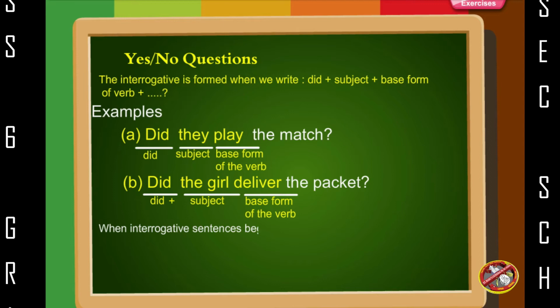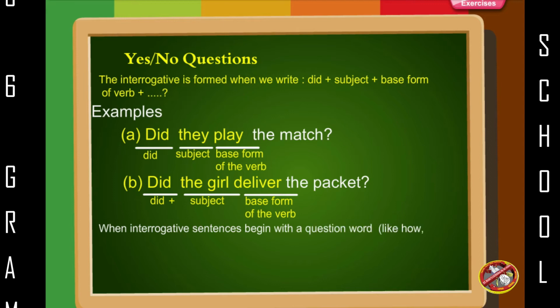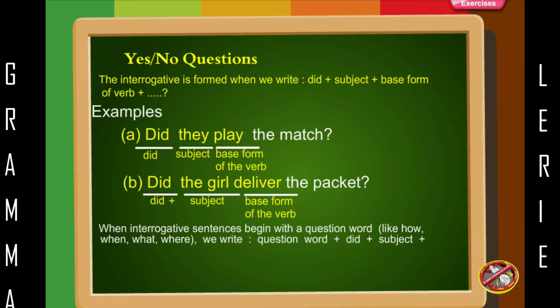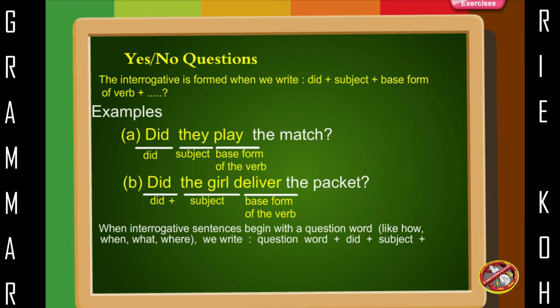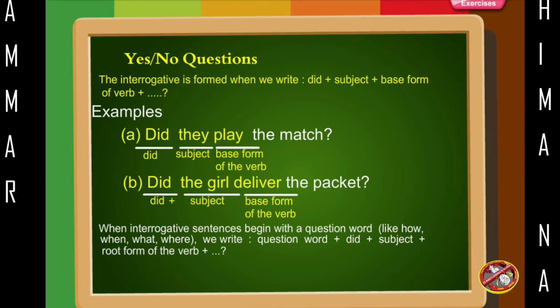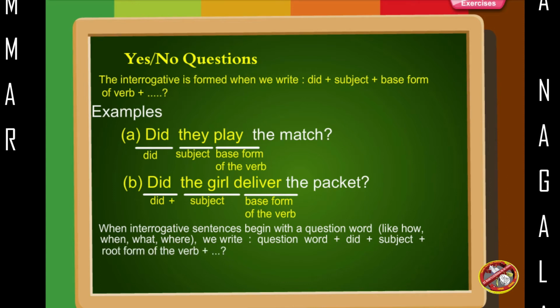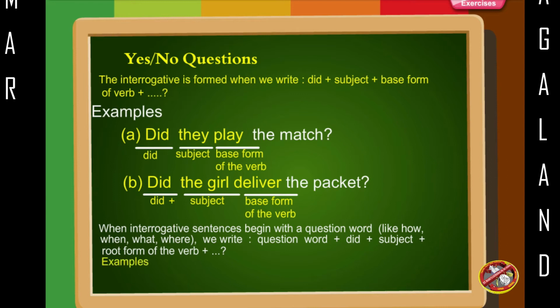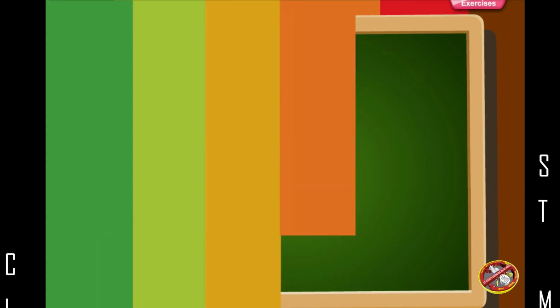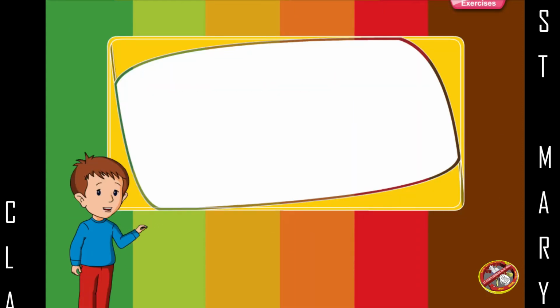When interrogative sentences begin with a question word like how, when, what, where, we write question word plus did plus subject plus root form of the verb plus question mark. Examples. When did she leave? What did Neha bring? Here are a few more examples.